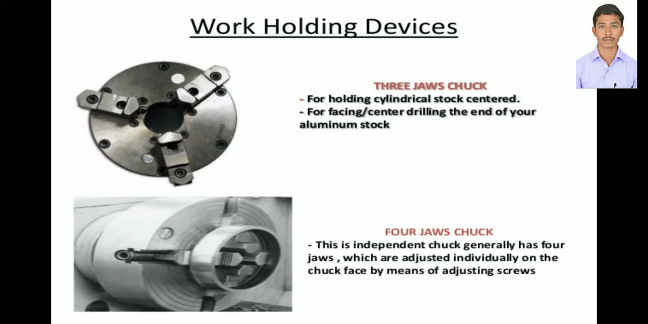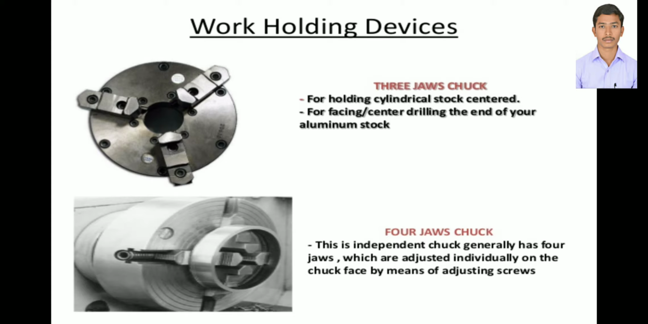What is a 3 jaw chuck? You can see the diagram. There are 3 teeth. It is for holding cylindrical stock centered, for facing and center drilling the end of your aluminum stock. So that is the 3 jaw chuck. In the 3 jaw chuck, there are 3 jaws placed in the work holding device, and a 4 jaw chuck means 4 jaws are placed on the headstock.